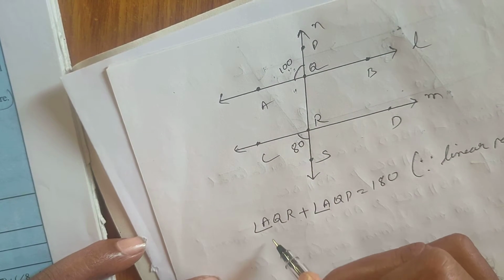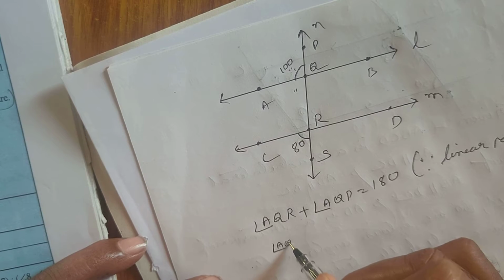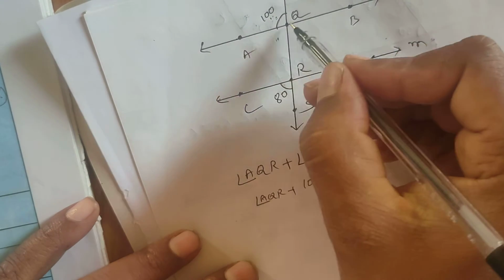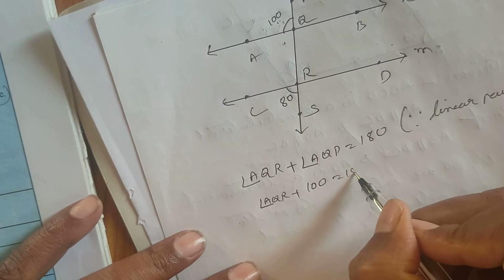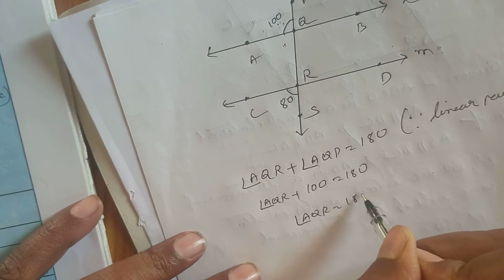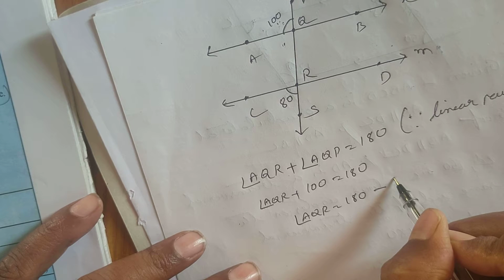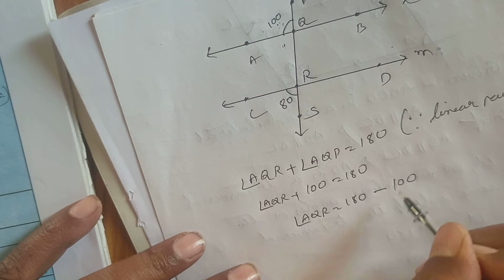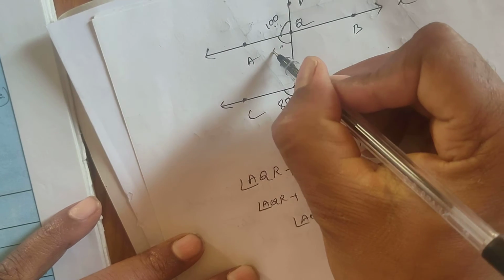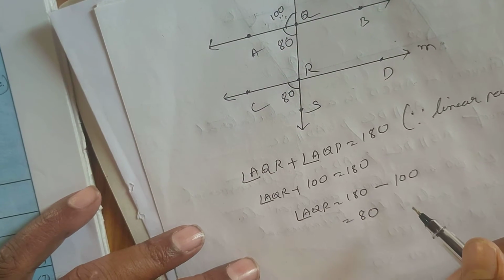So, AQR is as it is, I am writing here, and in place of AQP, I can substitute 100. AQP they gave as 100. This is equal to 180. Angle AQR is equal to what? 180 minus 100. So how much are you getting? 80. So this angle you got as 80, isn't it?